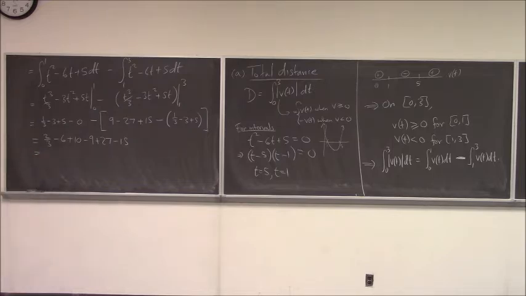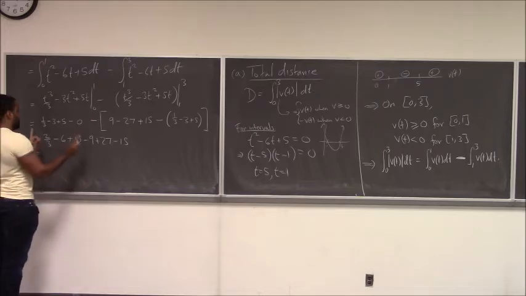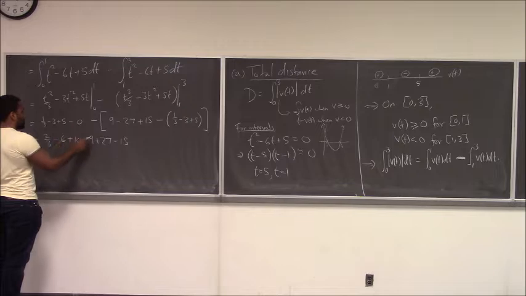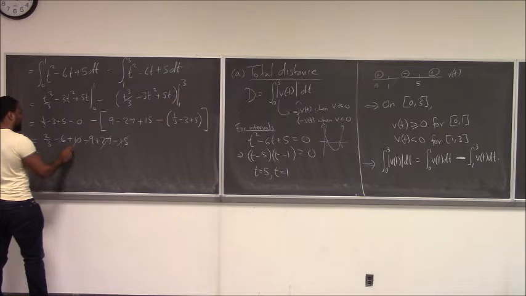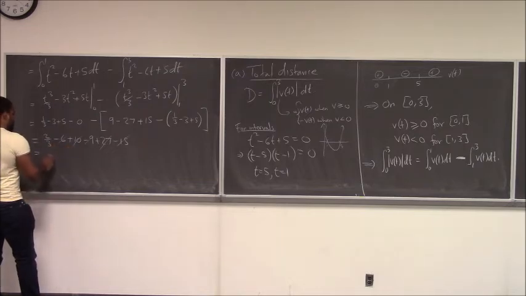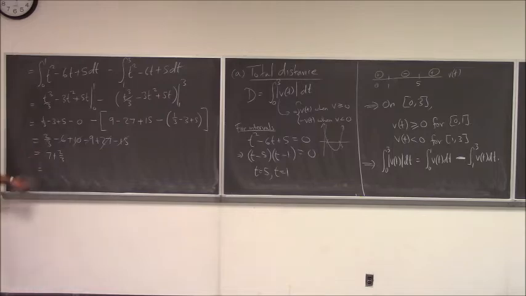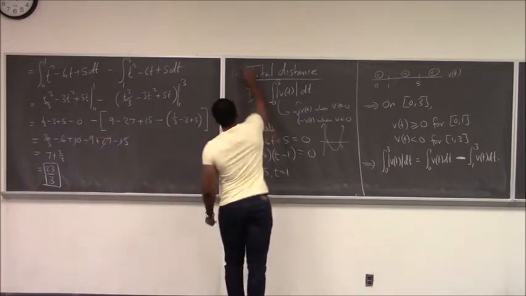And what's that? Well, minus 9 minus 6, that's minus 15. Minus 15, that's minus 30 plus 37, so that's 7. So we have 7 plus 2/3. 7 is 21 over 3, so this is 23 over 3, in whatever units. So that's the total distance traveled.